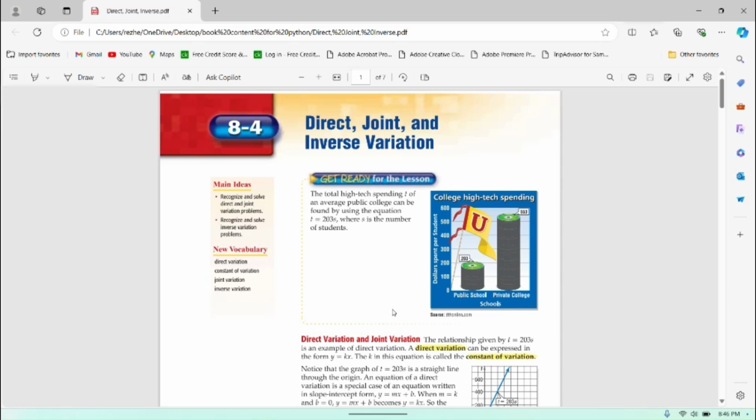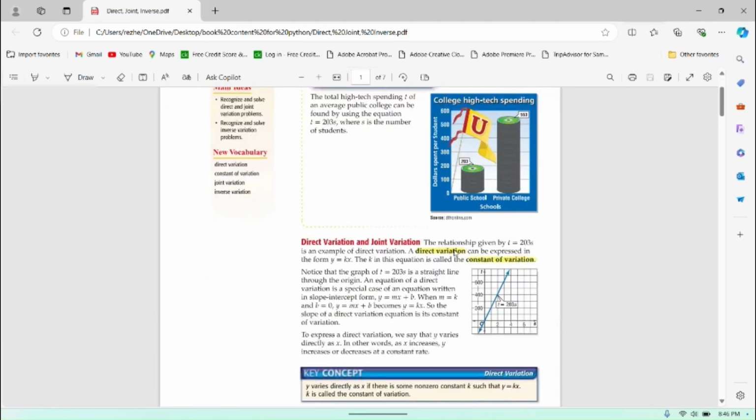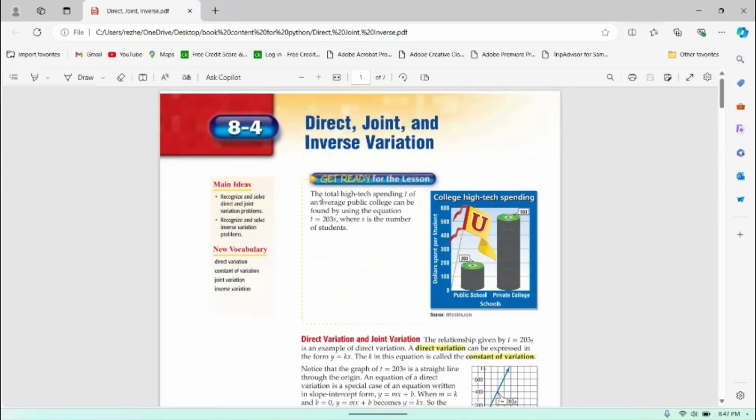Let's see what this direct, joint, or inverse variation is. This is from the book. It talks about direct, joint, and inverse. It gives us a graph here and a quick description of what it is. The total high-tech spending T at an average public college can be found by using the equation T equals 203S, where S is the number of students. So that's a direct relationship between T and S. If we're given S, then we can solve for T, and vice versa. They will change based on this constant 203 here.